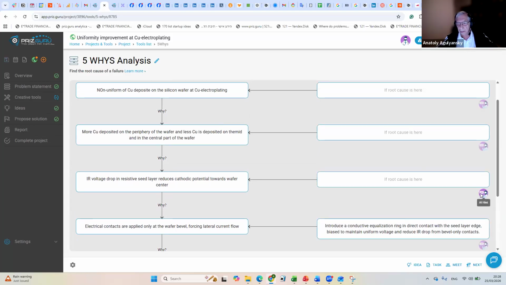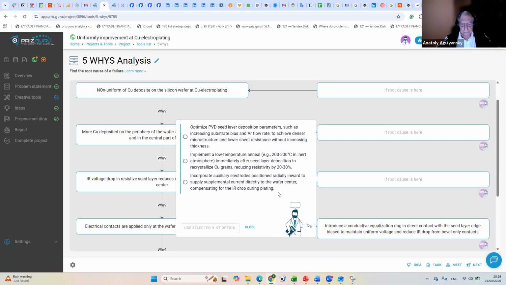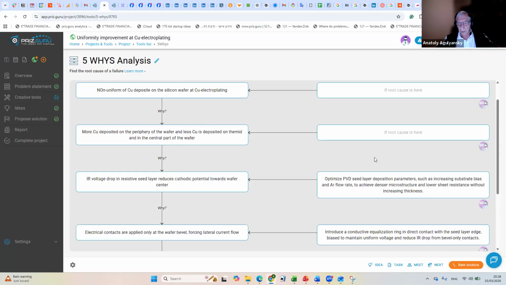You see, solutions are not very, very interesting. Let's have a look. Optimize PVD seed layer. Okay, the seed layer is made by PVD. Yes, maybe we should modify the seed layer deposition. Okay, more copper deposited on the periphery. What's happened here?